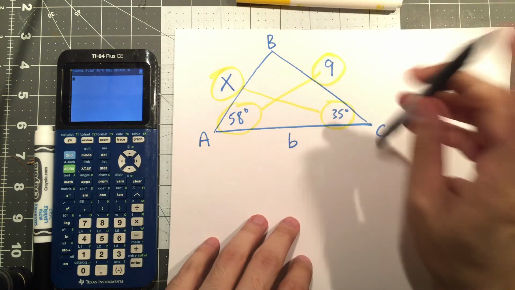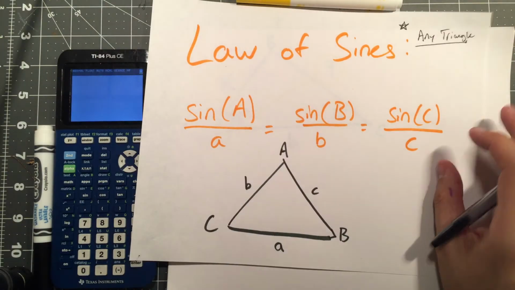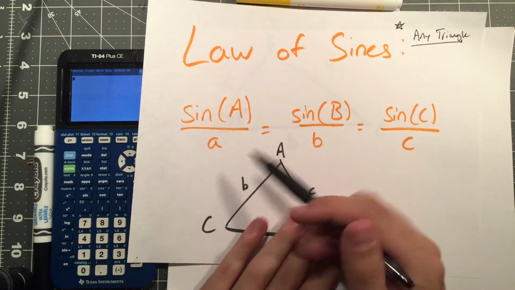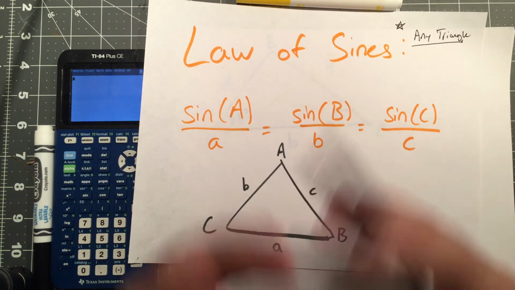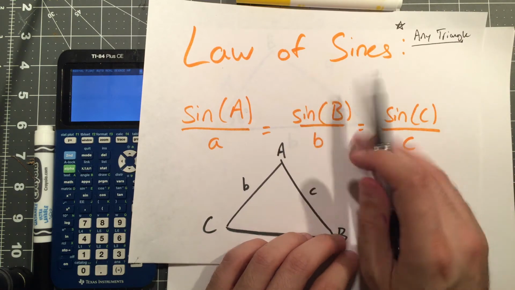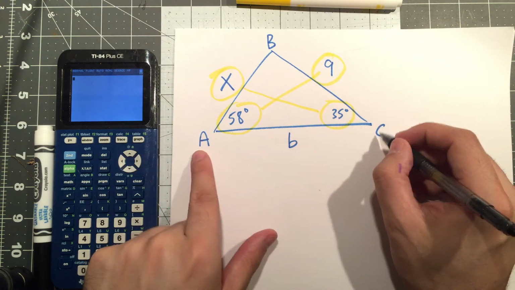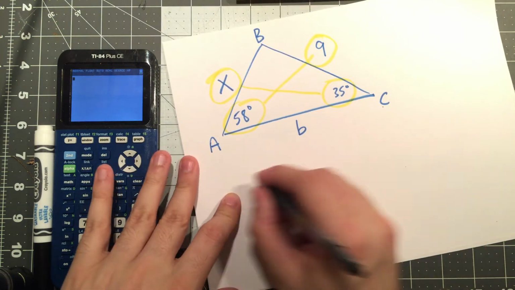Law of sines is going to tell us we only need 2 of these. We don't need to do all 3. It's just telling us we have the possibility to use any of the 3. So we don't have to have a C term. We don't have to have a B term. We can just use 2 of them, whichever ones we like. In this case, we have an A and a C term.